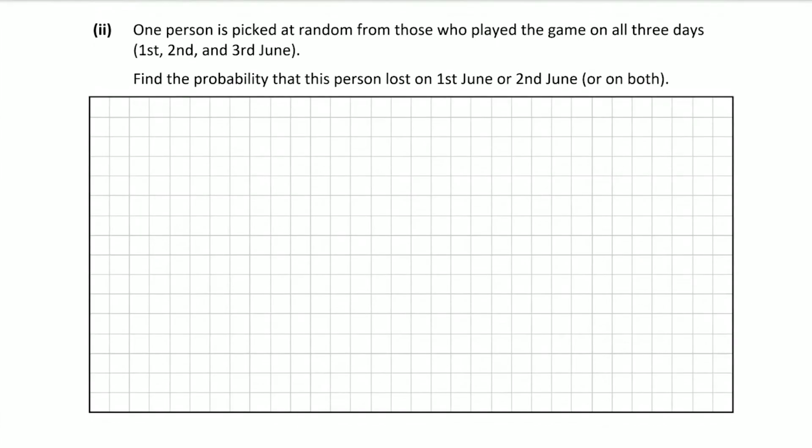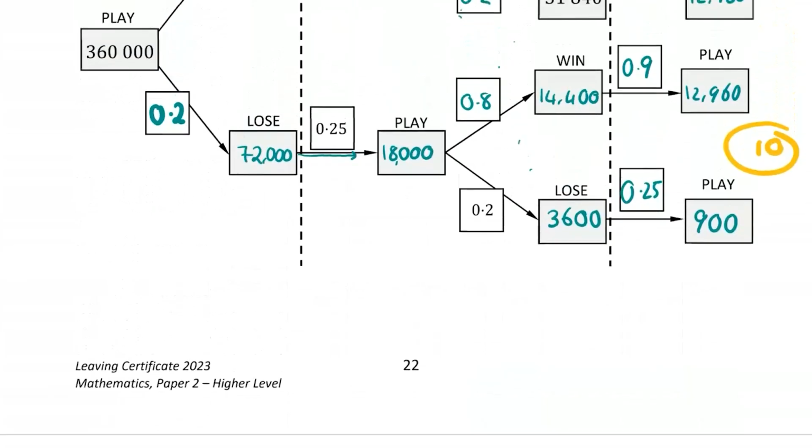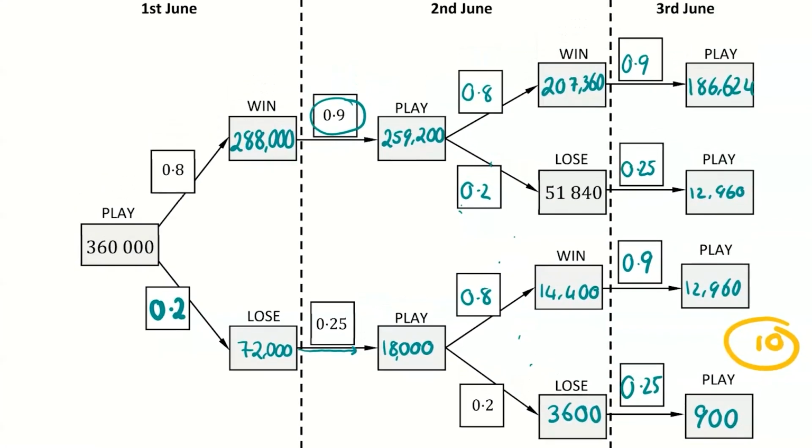The final question tells us that one person is picked at random from those who played the game on all 3 days. So from the 1st, 2nd and 3rd of June. Find the probability that this person lost on the 1st of June or the 2nd of June, or on both. All the people who played all 3 days are going to be this person and this person and this person and this person. So they're the total number of people.